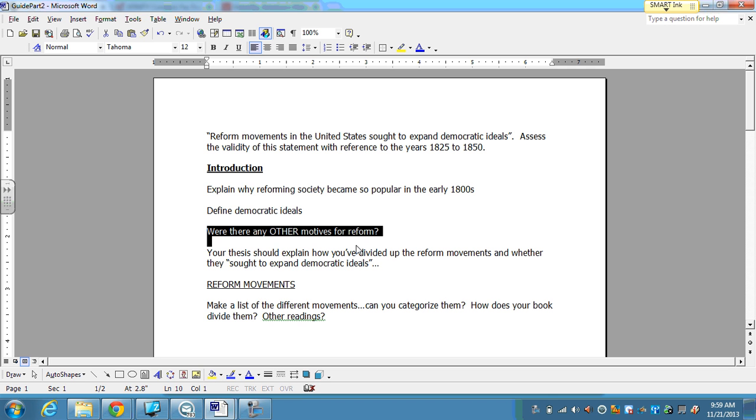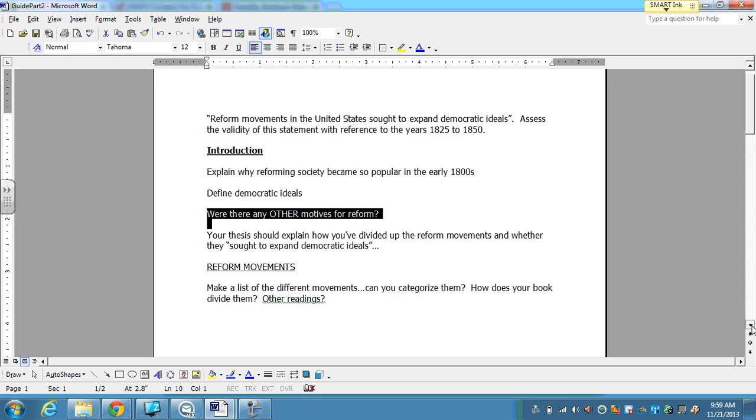When you're looking at the reform movements, you've got to figure out if some of the reform movements had other motives other than spreading democratic ideals. And if you feel they do, then that's going to change your answer a little bit to the question, did reform movements sought to expand democratic ideals or seek to expand democratic ideals?